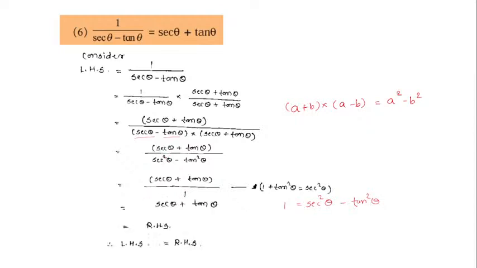So that is equal to sec theta plus tan theta, that is the numerator itself, because in the denominator we have 1. If we don't write that, okay, so this is the right hand side we get, sec theta plus tan theta. So this is the result we get again. 1 divided by sec theta minus tan theta is equal to sec theta plus tan theta.